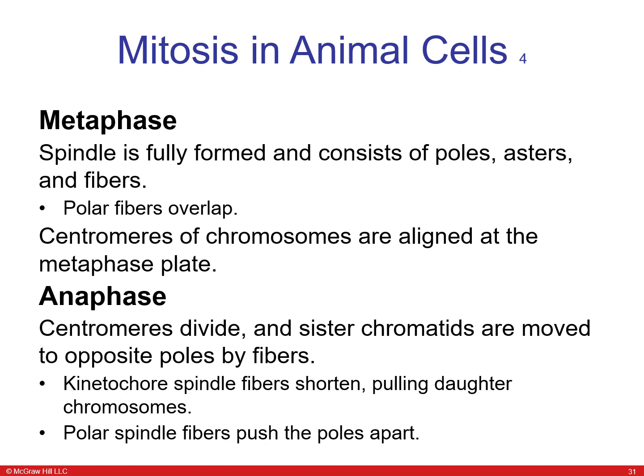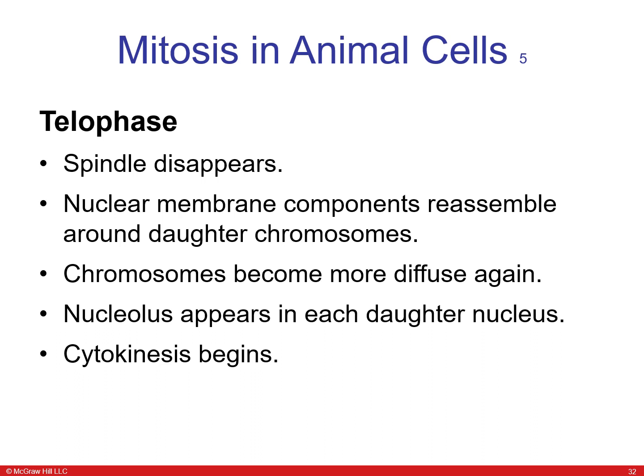In metaphase, a spindle is fully formed and consists of poles, asters, and fibers. The pole fibers overlap. The centromeres of the chromosomes are aligned at the metaphase plate. In anaphase, the centromeres divide and sister chromatids are moved to opposite poles by fibers. In telophase, spindles disappear, the nuclear membrane components reassemble around daughter chromosomes, and chromosomes become more diffuse again. The nucleolus appears in each daughter nucleus, and cytokinesis begins.